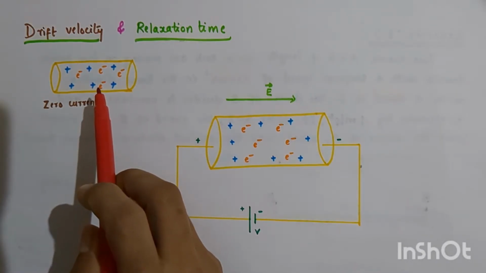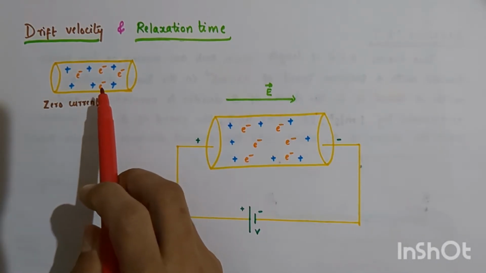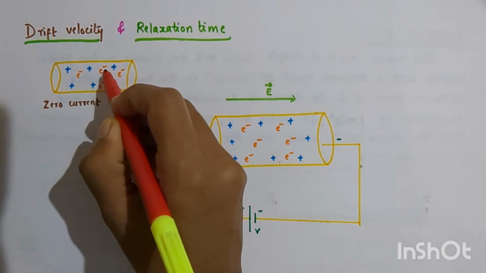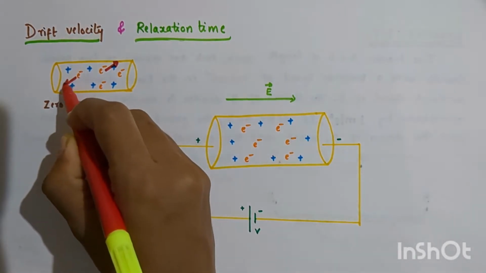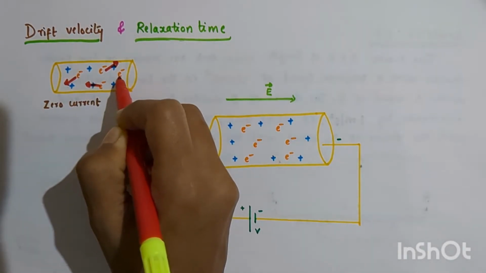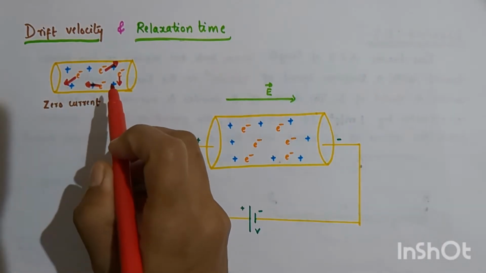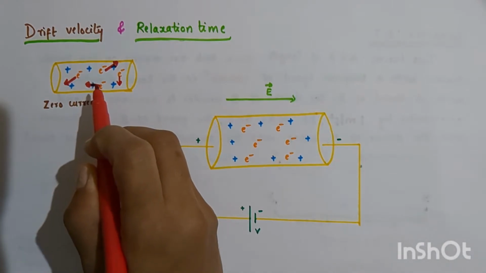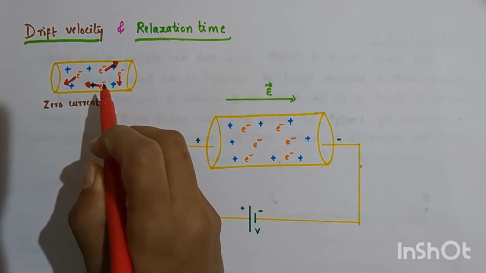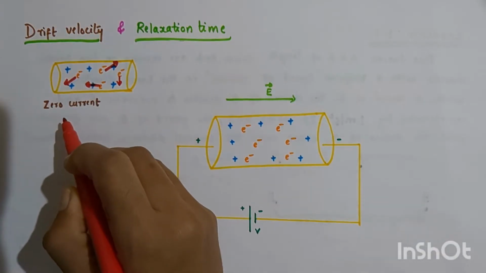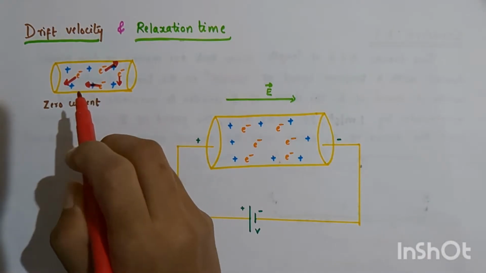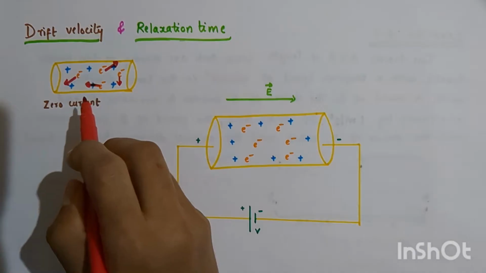So they constitute zero current because electrons are not moving in a uniform direction. One electron will be moving in this direction, another one along this direction, another one along this direction. These electrons are moving randomly within the metal. So the number of electrons moving in a definite direction will be equal and opposite to the number of electrons moving in the opposite direction. So they do not constitute any electric current in a metal in the absence of any external electric field or in the absence of a battery.